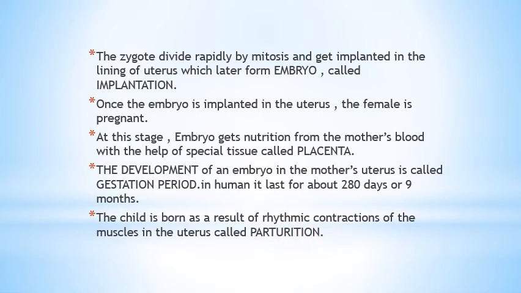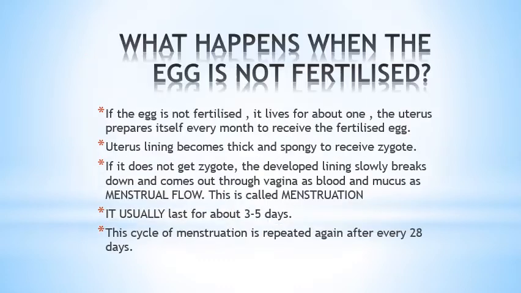So this is the condition when the egg is fertilized. The next is what happens when the egg is not fertilized. If the egg is not fertilized, it lives for about 1 day in the uterus. The uterus prepares itself every month to receive the fertilized egg. So what happens? Every month the egg is being released. While the egg is released, the uterus will prepare itself to receive the fertilized egg.